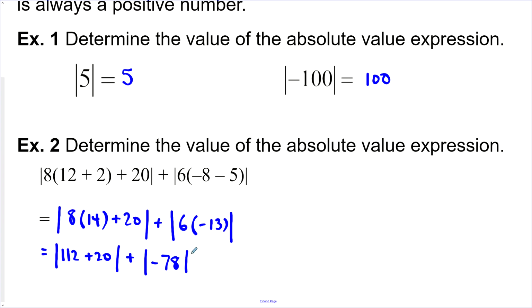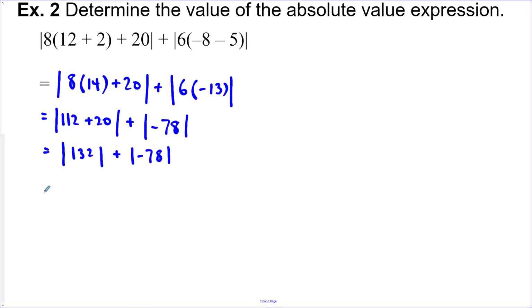Notice we're not doing any absolute value right now. We're only working with what's inside the absolute value brackets. Next, we've got the absolute value of 132 and the absolute value of negative 78. And now we're ready to do the absolute value. The absolute value of 132 is just 132. And the absolute value of negative 78 is positive 78. So when we add those together, we get 210.